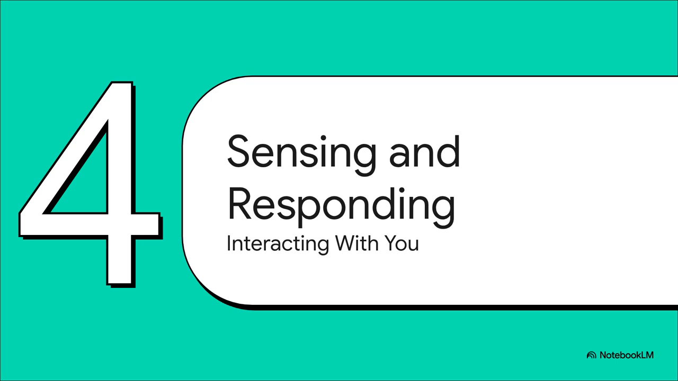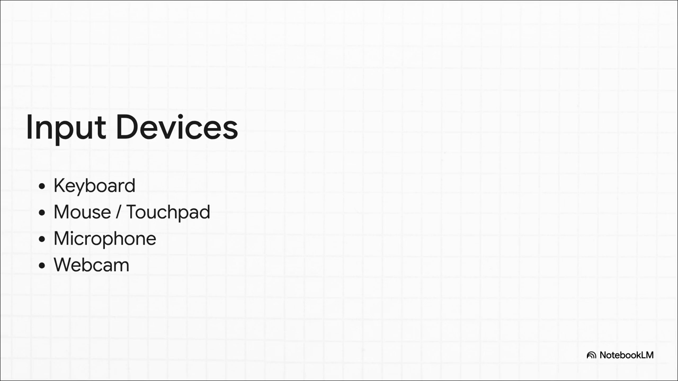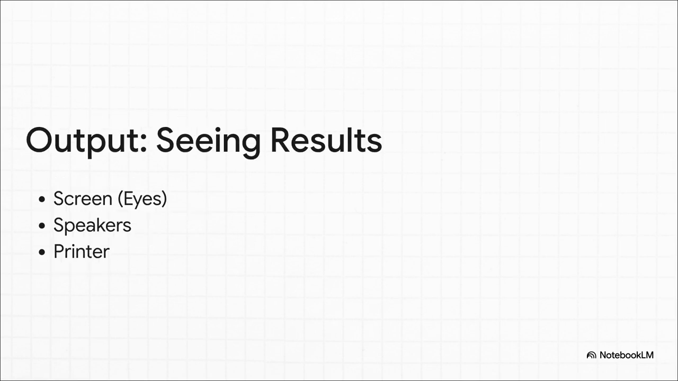Well, this is where the computer's senses come into play. Input devices are all about how we give the computer commands. The keyboard and mouse let you interact with your hands, right? And things like the microphone and webcam let it take in audio and visual information from your world. It's how we talk to the computer. And once the computer's brain processes our commands, it needs a way to show us the results. That's where output devices come in. The screen shows us what's happening visually, the speakers give us sound, and a printer can even make a physical copy of its work. This is how the computer talks back to us.